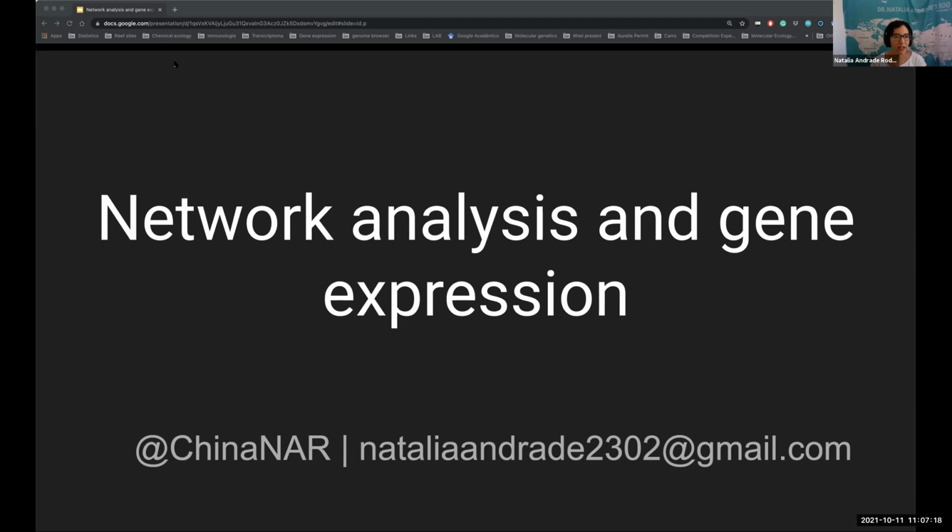Okay, so I did a little bit of network analysis for my PhD. I did gene expression. I assume that everybody knows what I did in my PhD: I did gene expression with corals.